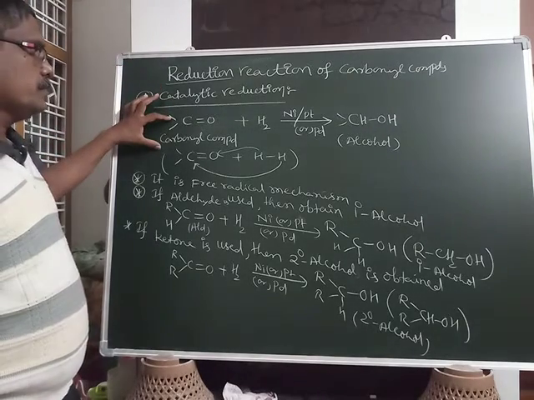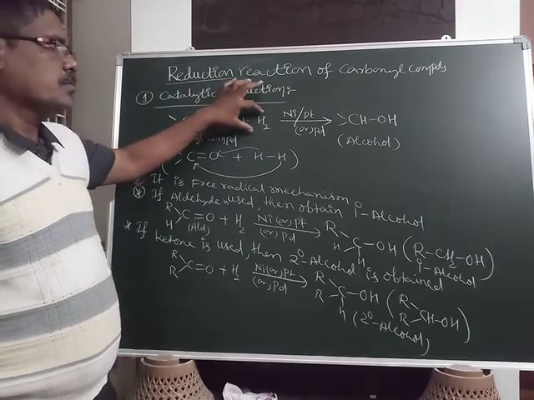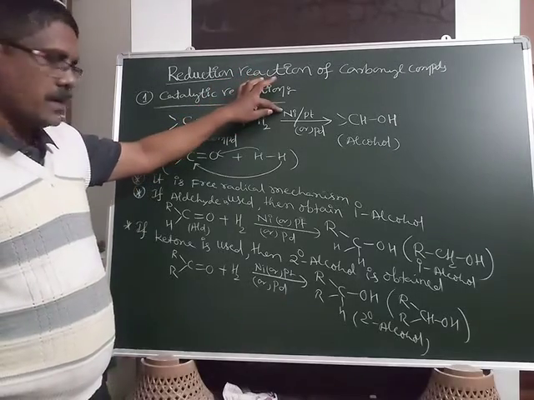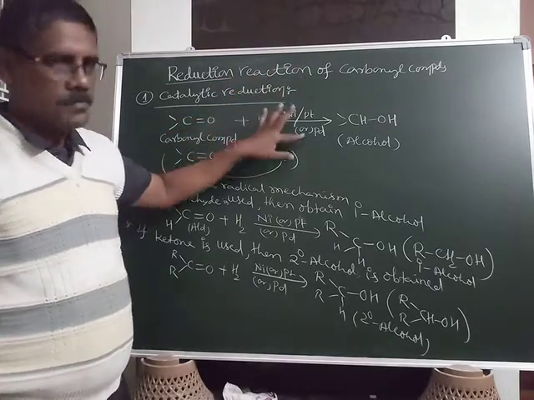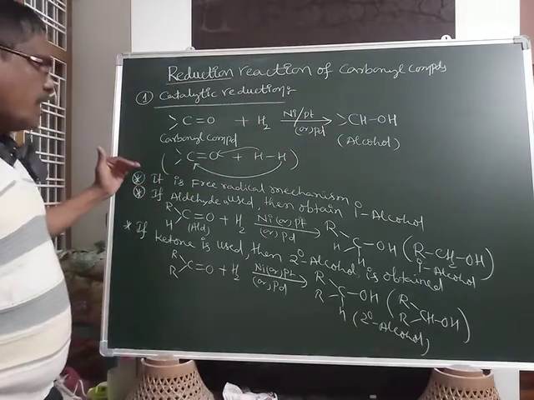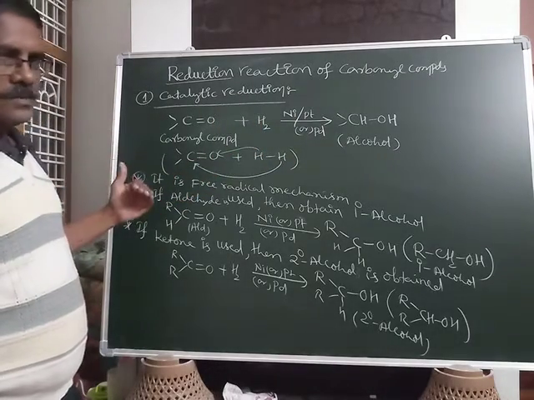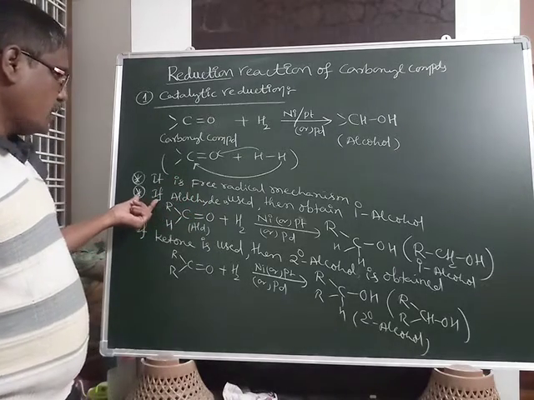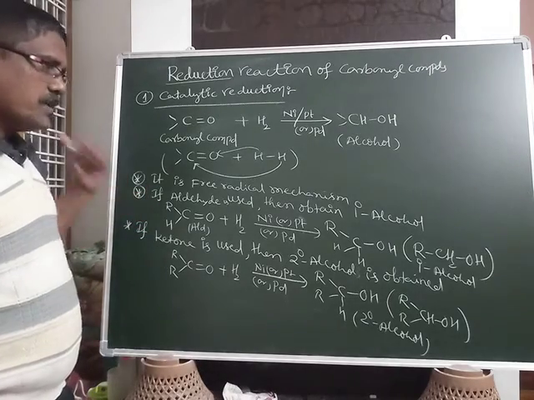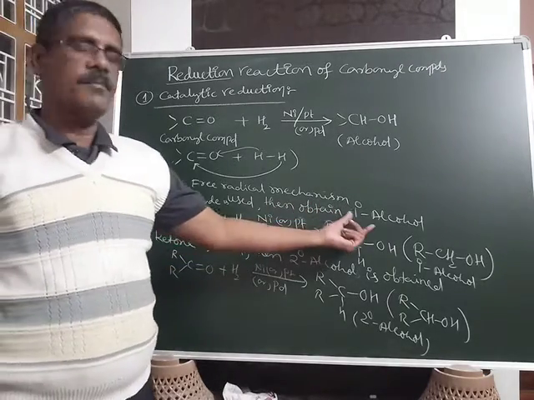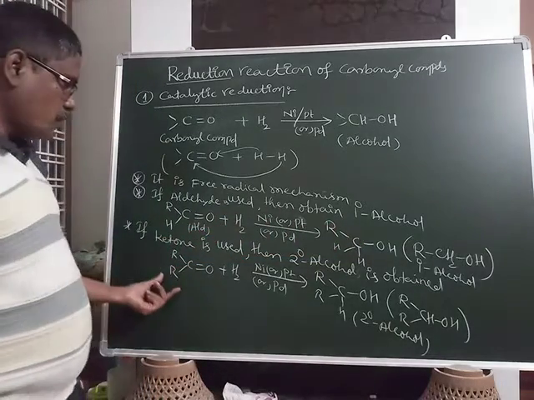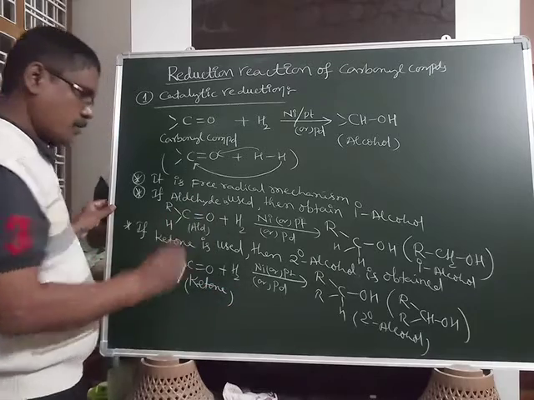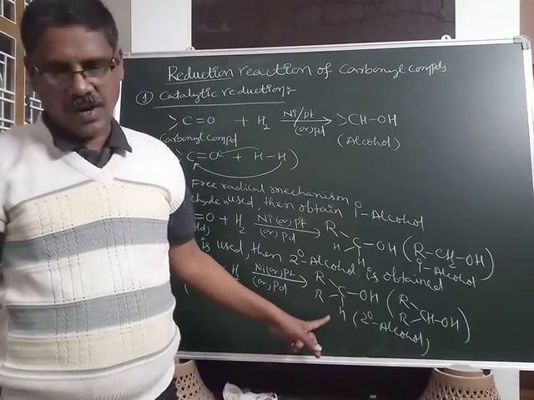Catalytic reduction: a carbonyl compound reduces into alcohol in the presence of hydrogen. The catalyst is nickel or platinum or palladium. In this reaction, the mechanism is a free radical mechanism. If aldehydes are used in this reaction, we obtain primary alcohols. If we use ketones, we obtain secondary alcohol.